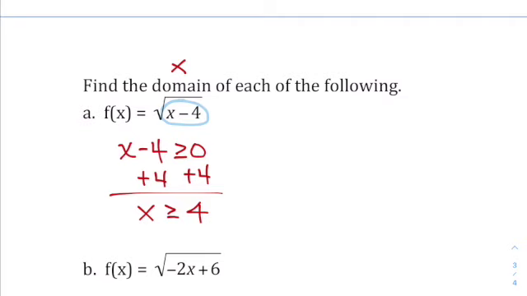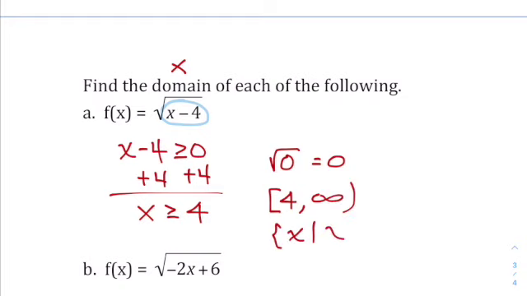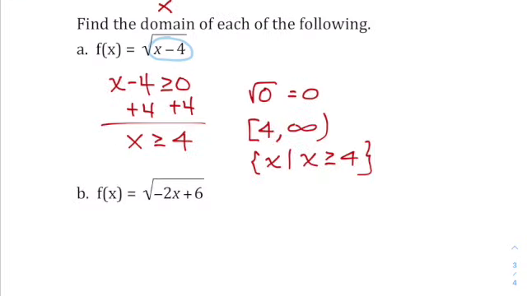When you plug it in, 4 minus 4 is 0. Square root of 0 is 0. The domain is either in interval notation, it's going to start at 4 and go on to positive infinity, or set notation, x is greater than or equal to 4. You guys try letter B.